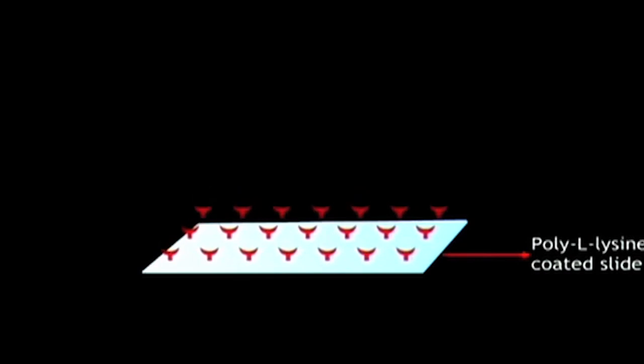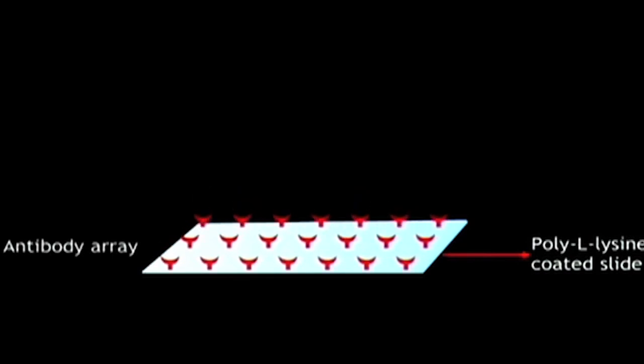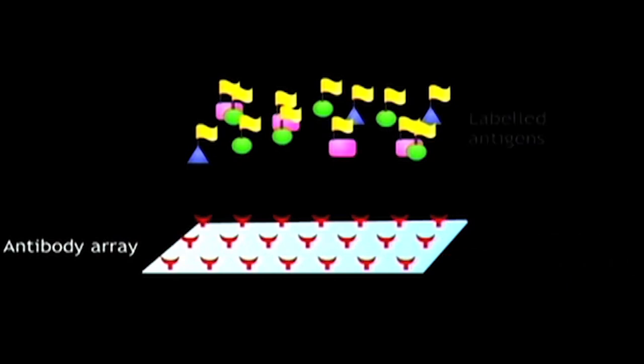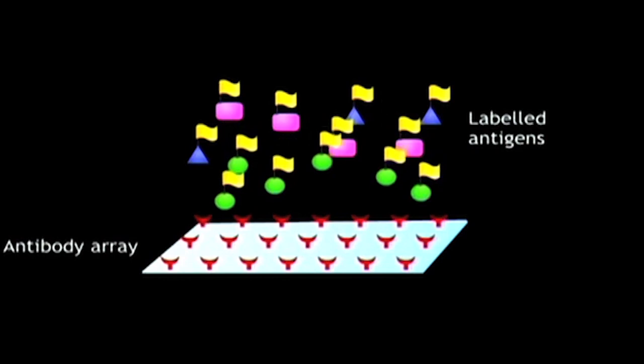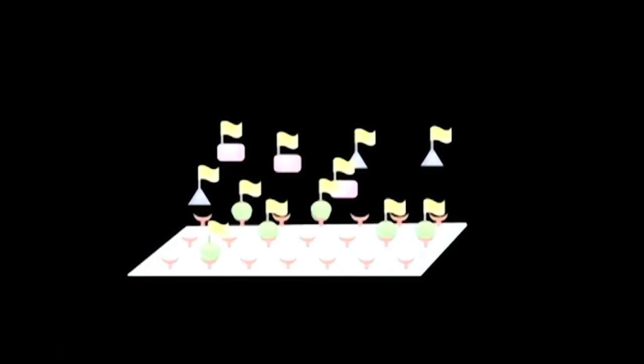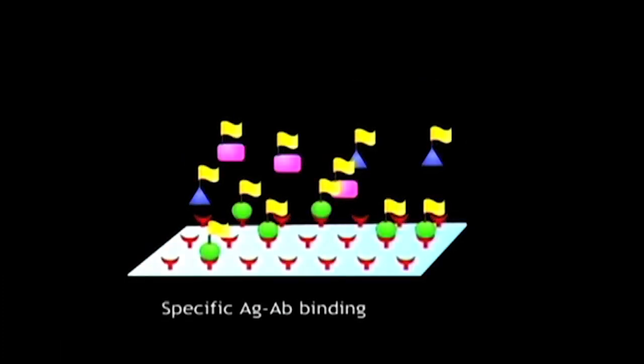In this study, Haab et al. used protein microarrays for highly parallel detection and quantitation of specific proteins and antibodies in complex solutions. Authors printed 6 arrays of 114 different antibodies onto poly-L-lysine coated glass slides by using a robotic microarrayer.